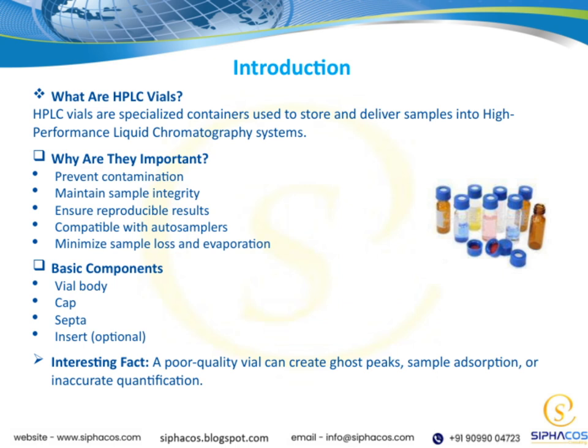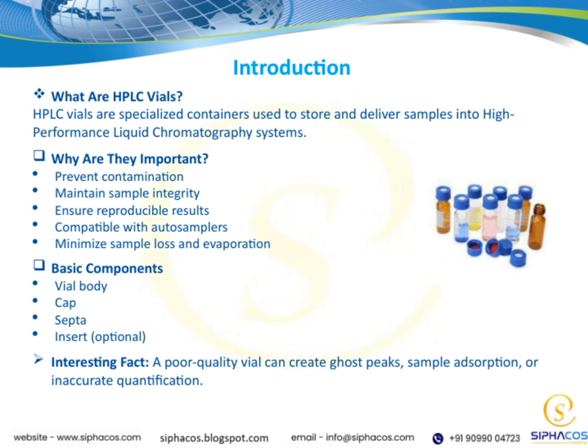Now, you might wonder why these vials are so important. Well, first, they help prevent contamination, which is vital for obtaining clean and trustworthy data. They also maintain the integrity of the sample from the moment it's placed inside until it's analyzed. This consistency is key to reproducible results, which is the foundation of good chromatography. Additionally, these vials are compatible with auto-samplers, allowing for automated, efficient sample handling. Minimizing sample loss and evaporation is another critical aspect. Proper vials help retain the sample's original composition, ensuring the results aren't compromised.